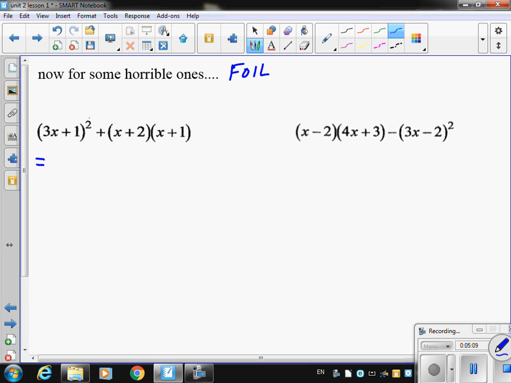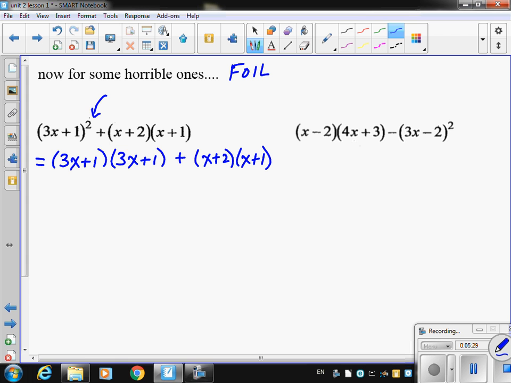I also see this funny little square right here, which to me can be kind of confusing. So I'm going to write that 3x plus 1 out twice. That's what a square means. I have 2 of this term being multiplied together, and then I have 2 different terms for later.